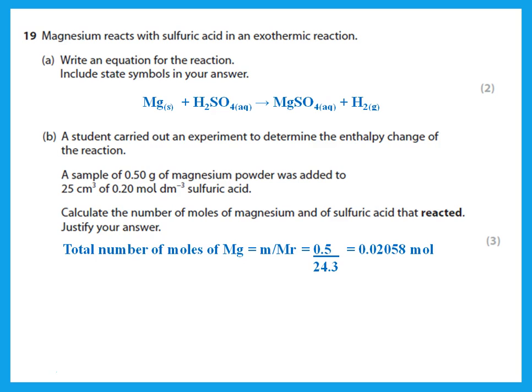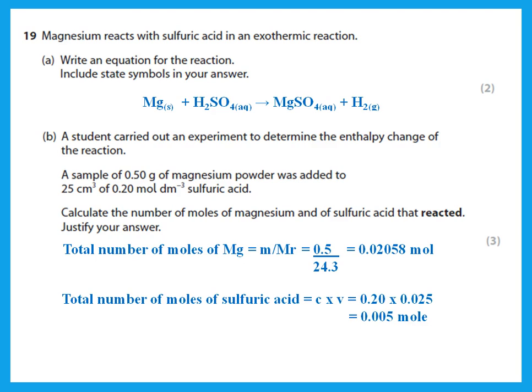So I have 0.5 grams of magnesium. That means the number of moles is mass over molecular mass, and that means I have this number of moles of magnesium. Then I have information about sulfuric acid. The number of moles of sulfuric acid is this number. And then I need to compare in the equation. In the equation, the number of moles should be the same.